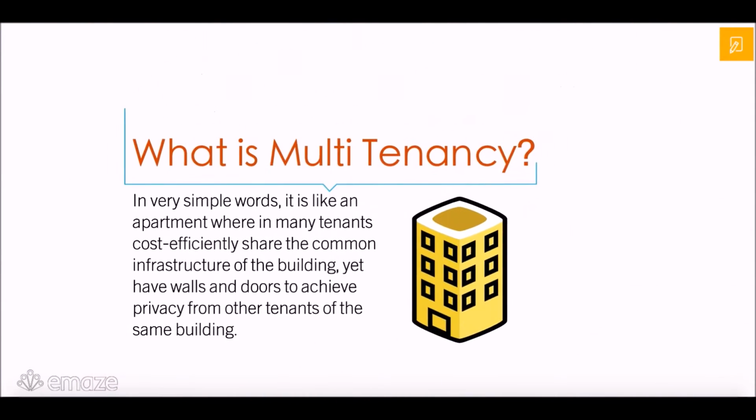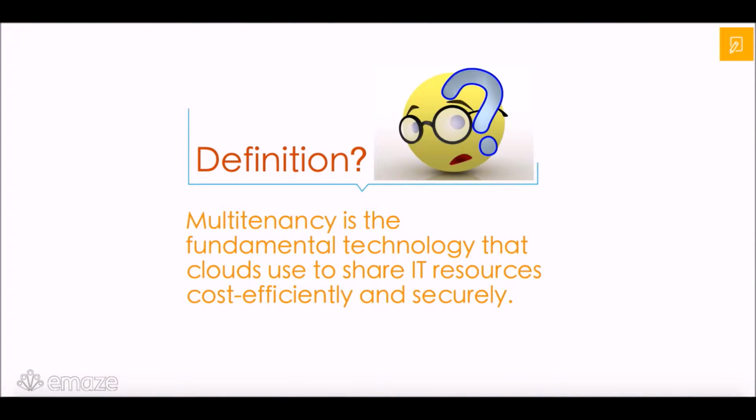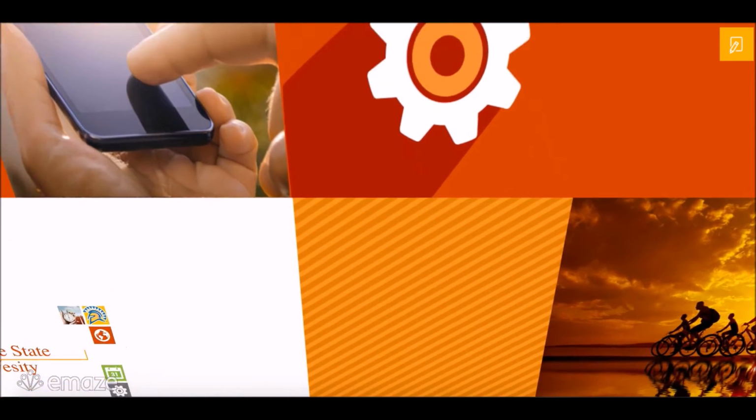But before getting started with it, let's just look at what multi-tenancy is all about. Well, to put it in very simple words, it is like an apartment wherein many tenants cost efficiently share the common infrastructure of the building, yet have walls and doors to achieve privacy from other tenants of the same building. Let's look at the formal definition. Multi-tenancy is the fundamental technology that clouds use to share the IT resources cost efficiently yet securely.